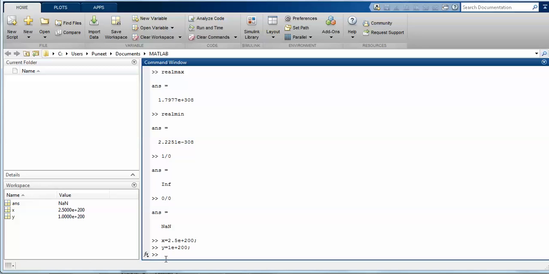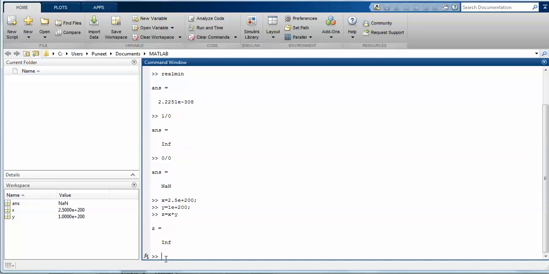If you wish to add, then it's okay, but if you wish to multiply these, what is the answer? The answer is infinity. Your answer should be 2.5 into e raised to power 400, but the answer is not that, because you are beyond the limit of 308. So you don't have the range in MATLAB to do the calculation more than 10 raised to power 308. So this is one of the limitations in MATLAB.